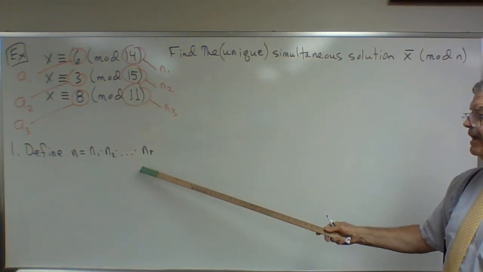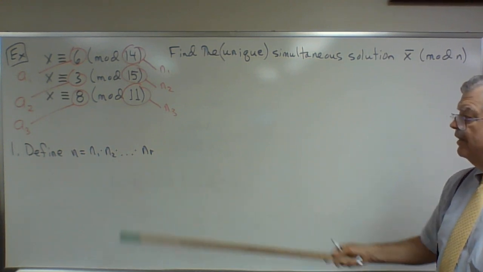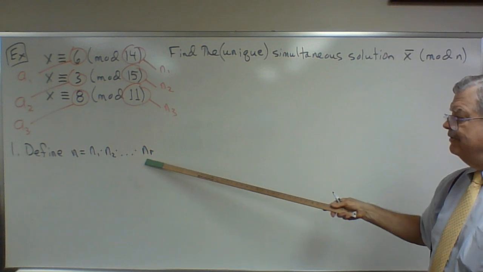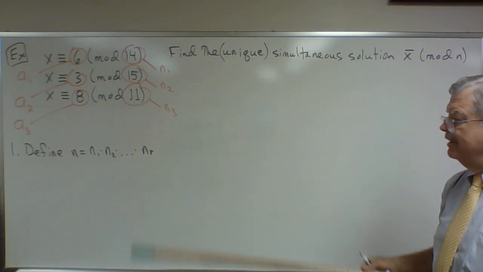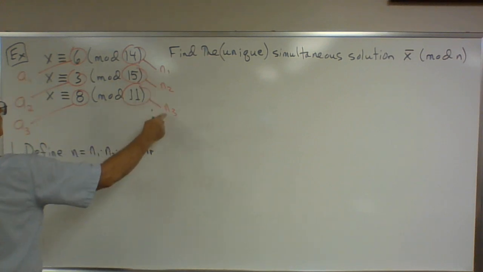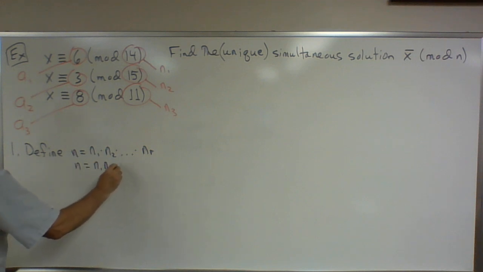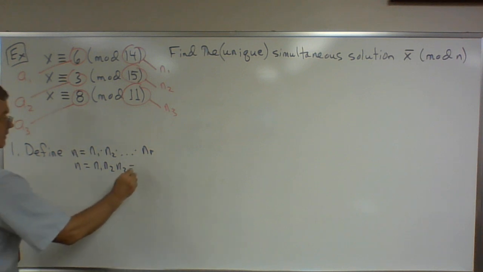Okay, our first step in the algorithm, define little n, which is the product of all of the n sub i's, n sub 1 to n sub r. So that's n1, n2, n3: 14, 15, 11.